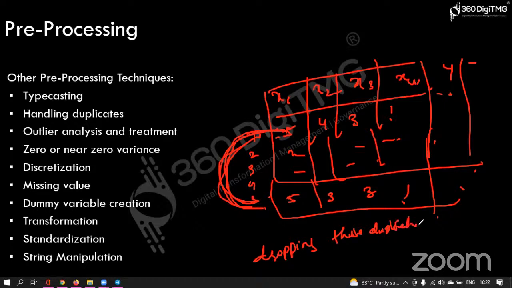So we don't have any imputation techniques when it comes to duplicates. You are taking the same data two times. So it is giving the same information, right? So why do we need to take the same data two times? So we'll simply drop those. And then we will be having the outliers.